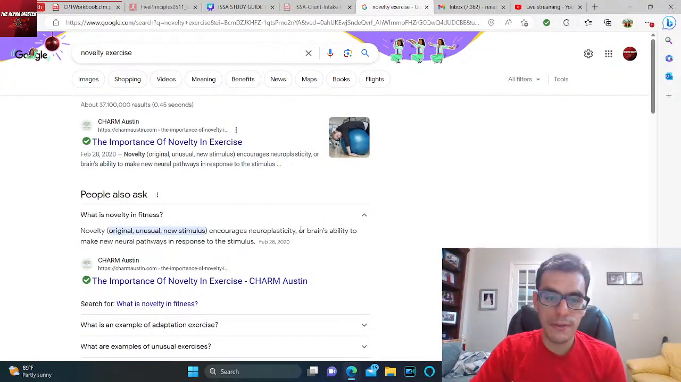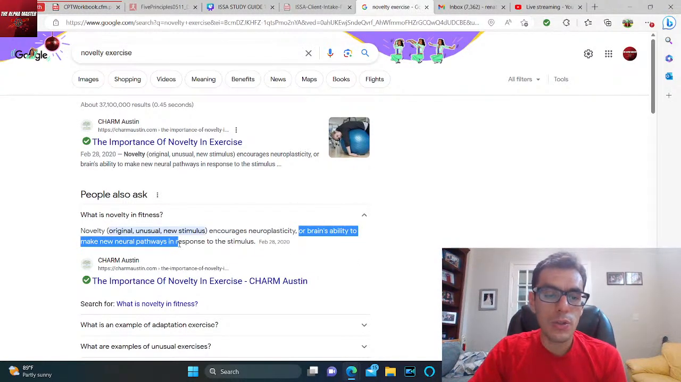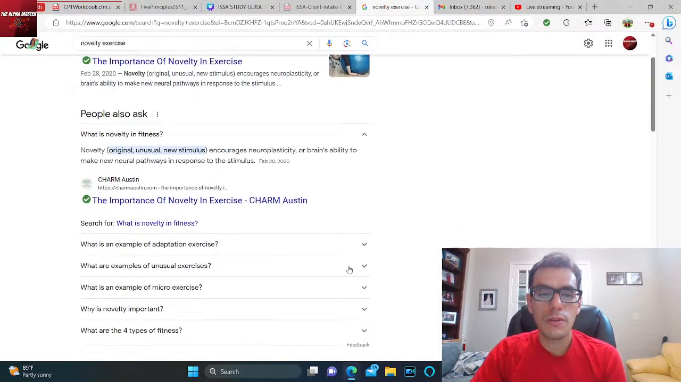Novelty encourages neuroplasticity, or the brain's ability to make new neural pathways in response to a stimulus. Novelty: original, initial, new stimulus.